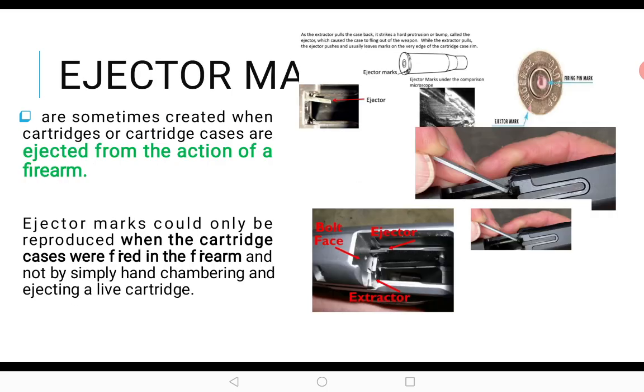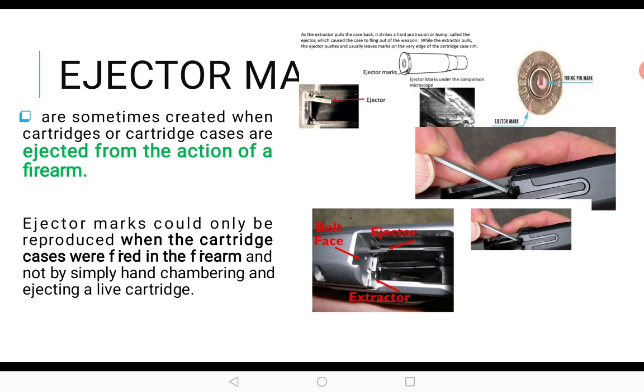Okay, next markings, we have here ejector marks. Ejector marks, that is sometimes created when cartridges or cartridge cases are ejected from the action of a firearm. So ejector marks can be either striated, pwede siyang striated, pwede din siyang impressed. But the impressed ejector marks not only can be used to identify a cartridge case as having passed through a firearm's action, they can also be an indication that the cartridge case was fired in the firearm.